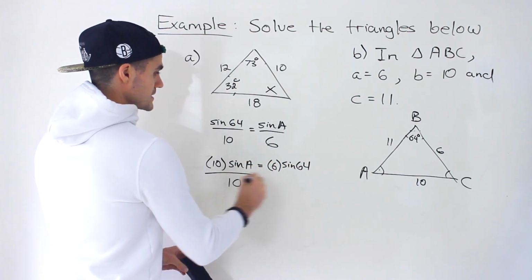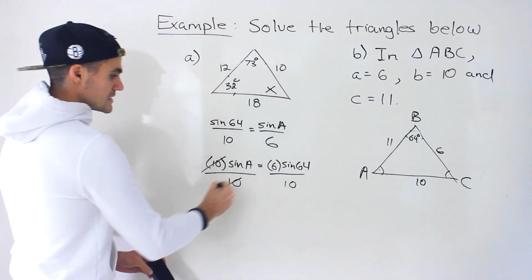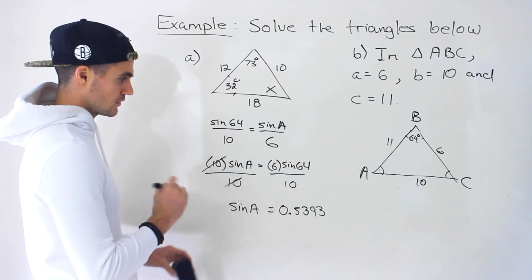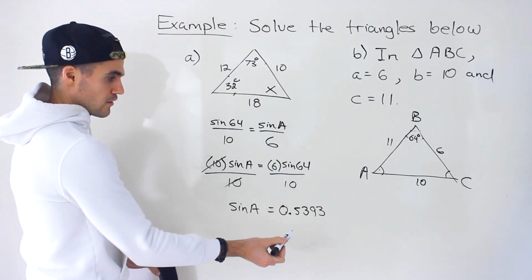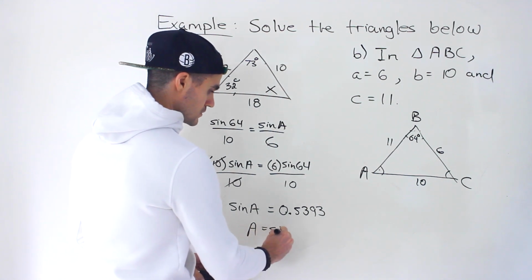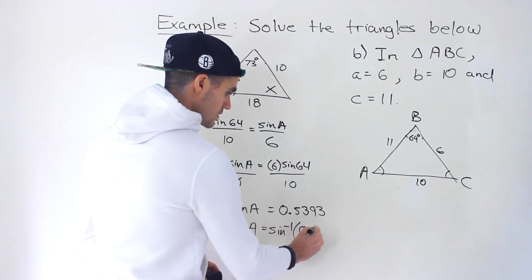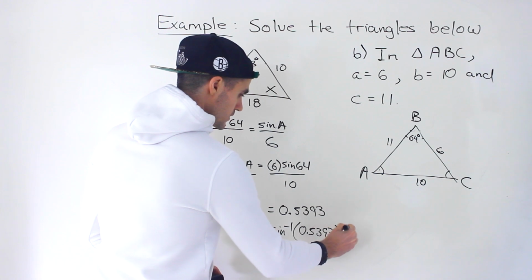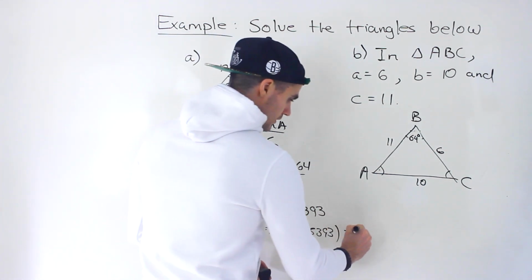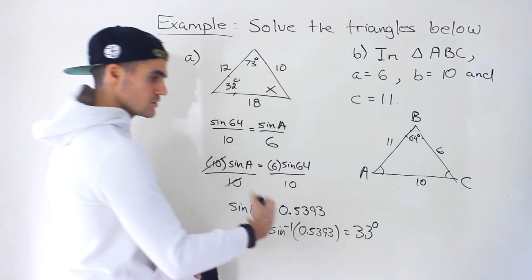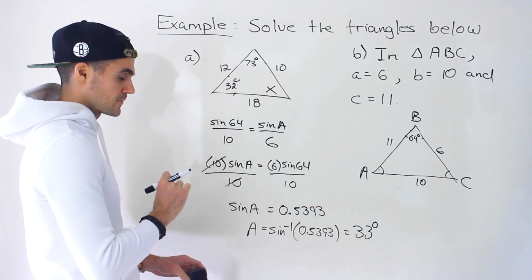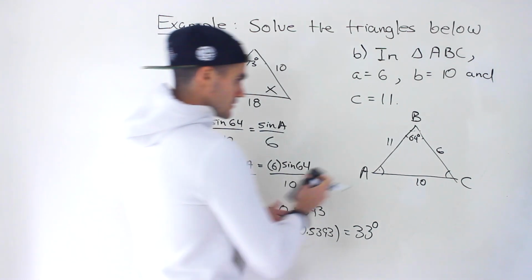Divide both sides by 10 in order to get the sine A by itself. Then if you do that calculation on the right side, you'd end up with this ratio. And then if we want to get the A by itself, we would do sine inverse of that ratio, which would give us approximately 32.6 degrees. I'll again round it to 33 degrees. You could keep it as more decimals if you want to be more exact. I'll leave it as 33.